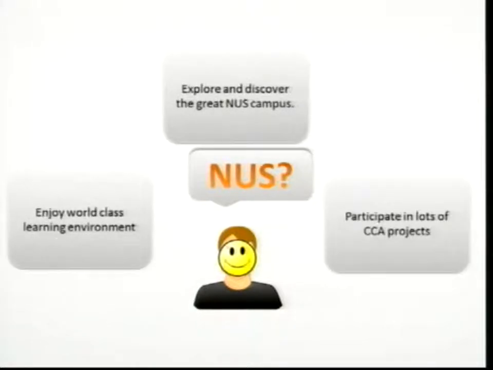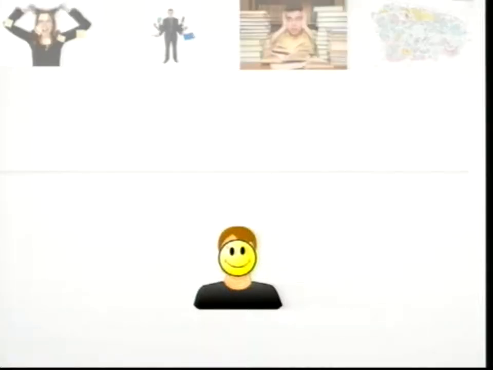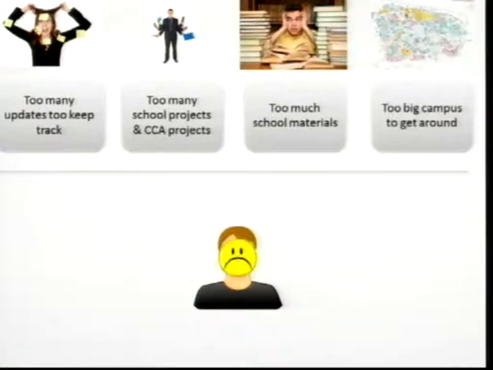Studying in a top university of the world, we all want to enjoy a world-class learning environment. We want to participate in lots of CCA projects, and we want to explore and discover the great NUS campus. However, there are so many painful little things which can make a student underperform. There are too many updates to keep track of, too much information from school, too many school projects and CCA projects which are hard for us to manage. There are too many school materials and a campus too big to get around.